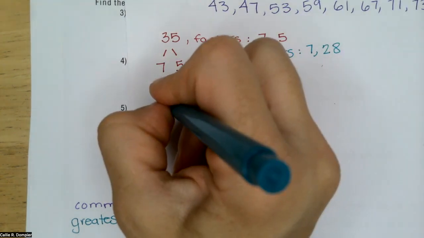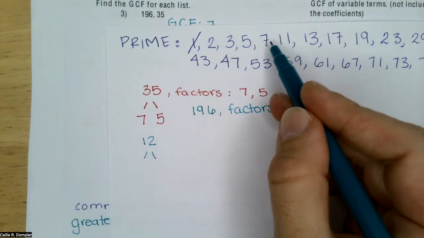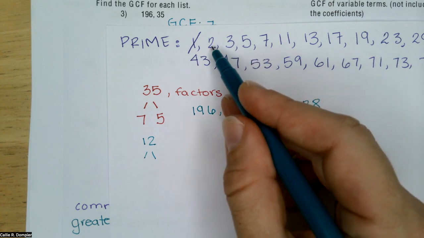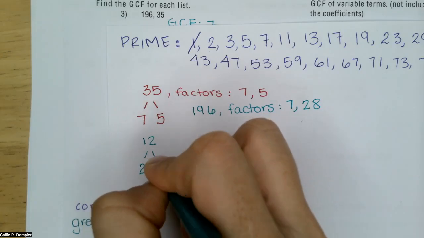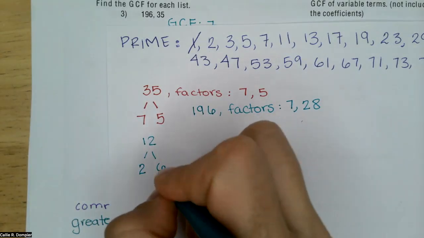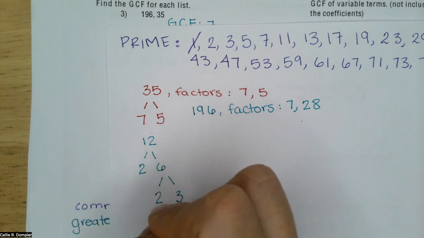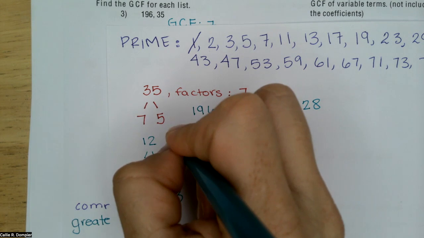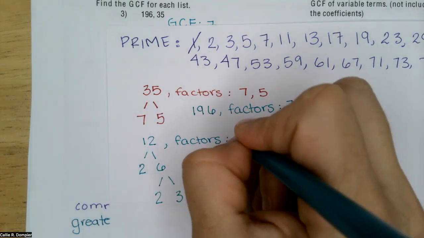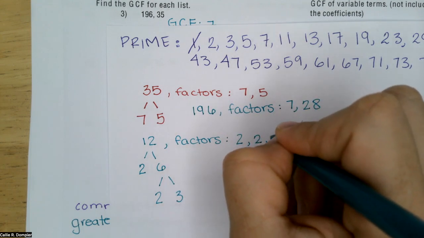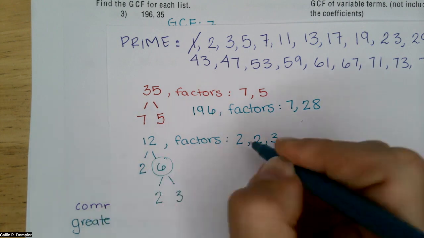Again, you're welcome to start at 2 instead of starting way up here. Right, so you can start at the bottom. 12 is 2 times 6, but 6 is 2 times 3. So the factored form of 6 is 2 times 3. So the prime factors of 12 are 2, 2, and 3, right? But 6 was also a factor.